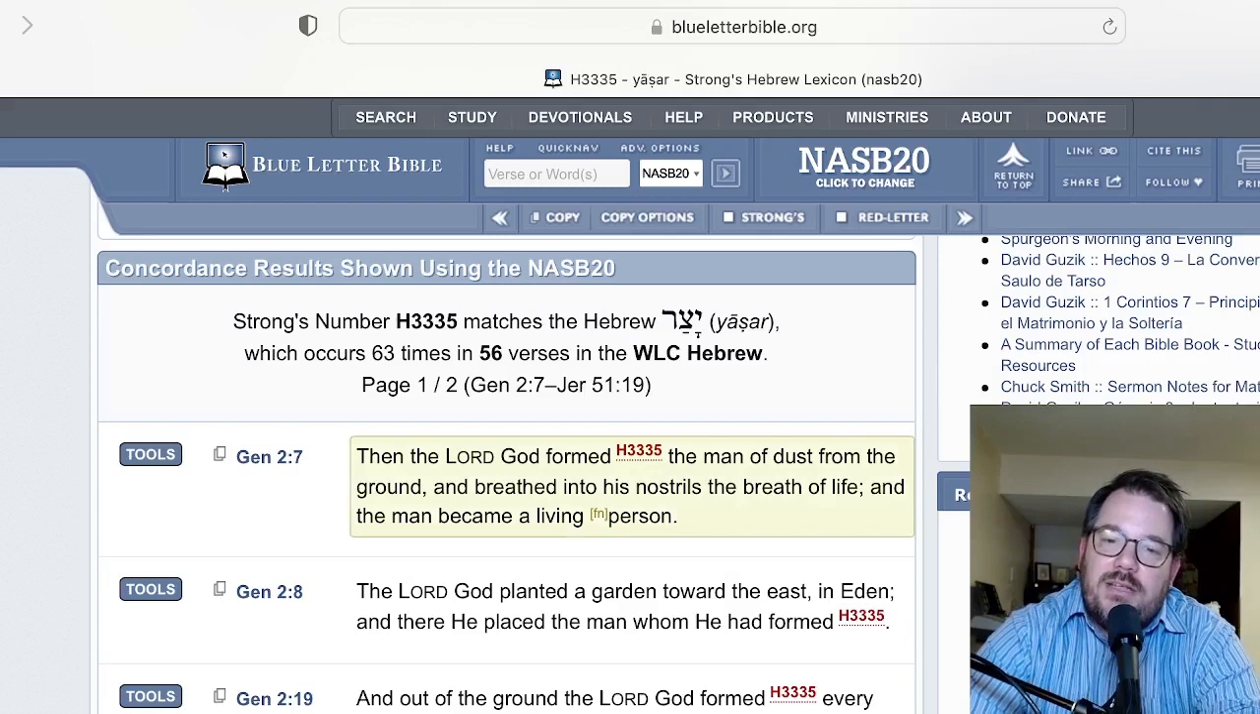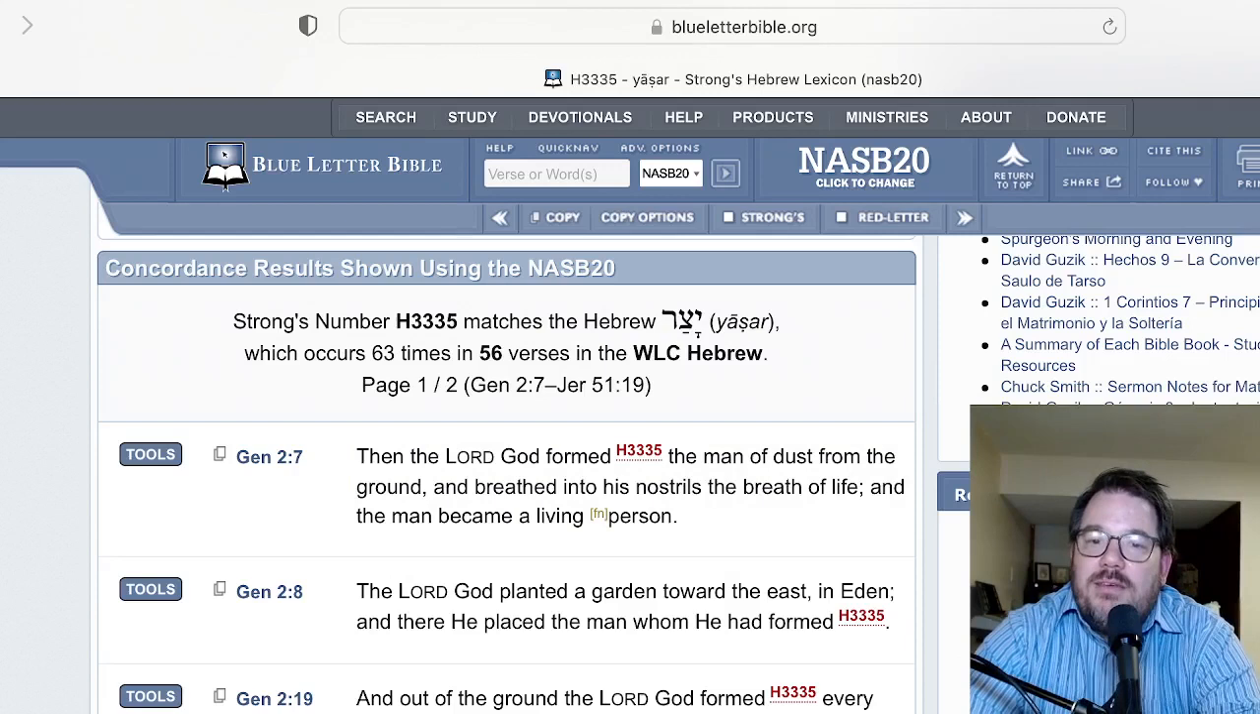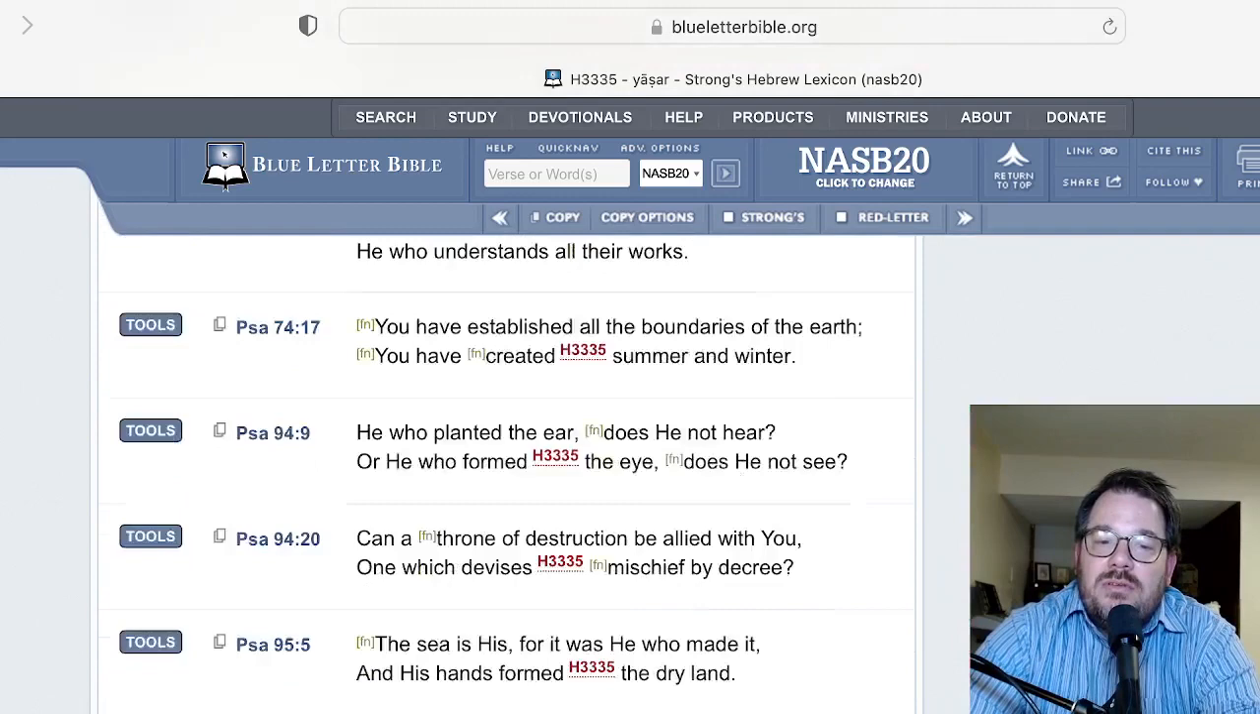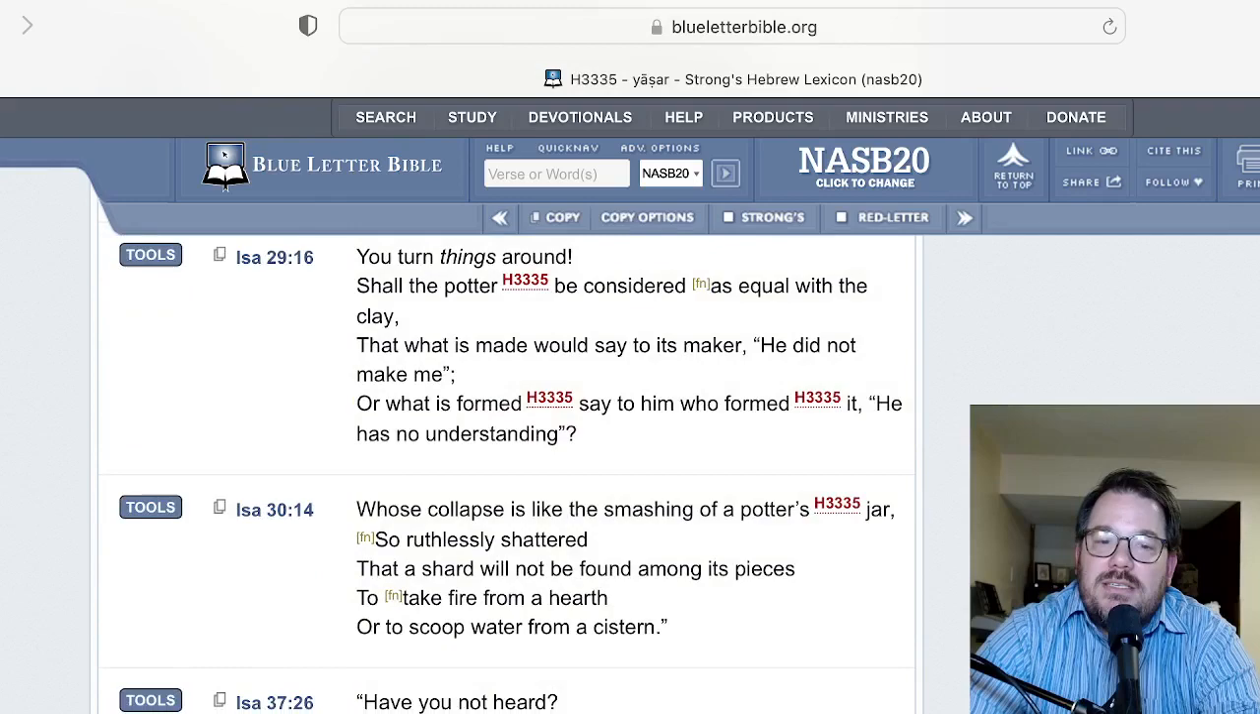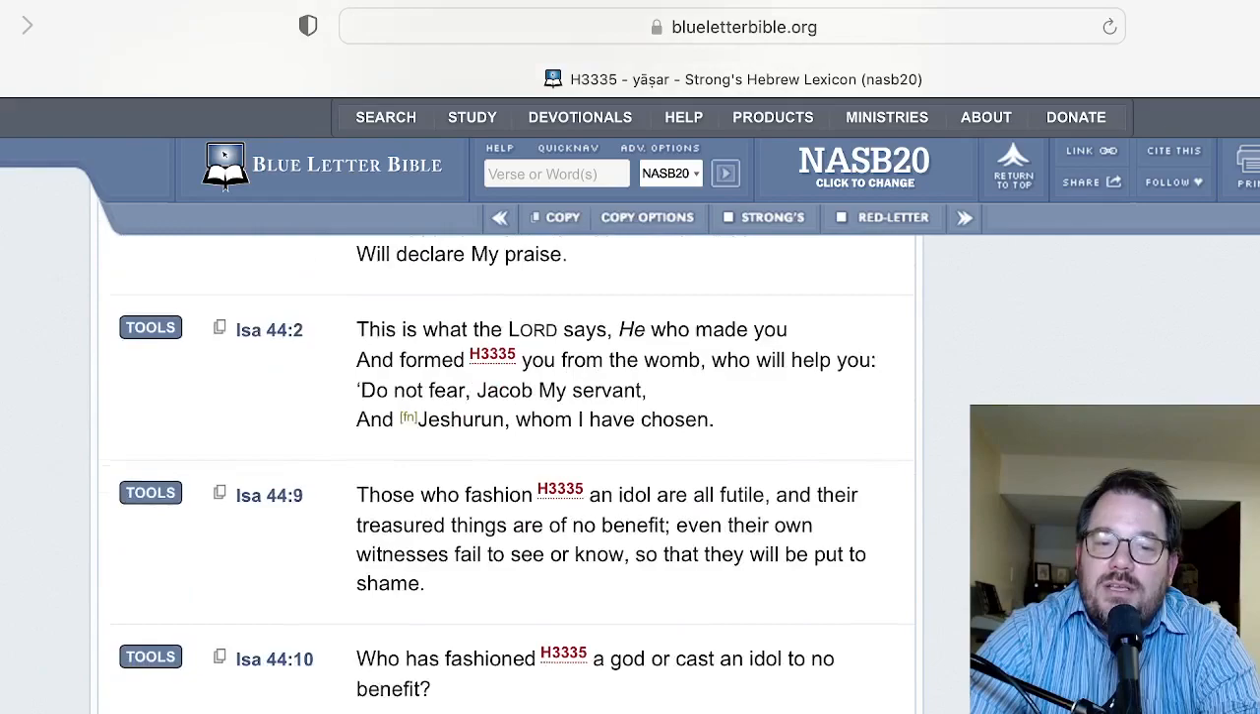If you take Hebrew, probably more like advanced Hebrew, you'll learn more about the text critical issues that surround something like that. But now let's keep scrolling down. So now we're here in Isaiah 29:16, Isaiah 30:14. A good place to start in doing a word study, especially when you have a longer book like Jeremiah.